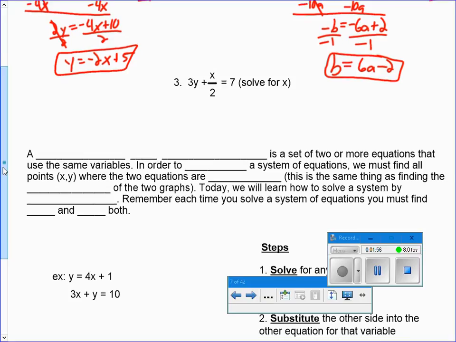Alright, now on this last one, we're solving for x. So again, we look where our x term is. So first I want to move every other term to the other side. So here I'm going to take the 3y away from both sides. Right, if that was a negative 3y, I'd be adding it. Since it's a positive 3y, I'm going to subtract it. And since x is being divided by 2, I'll multiply by 2 to cancel that out.